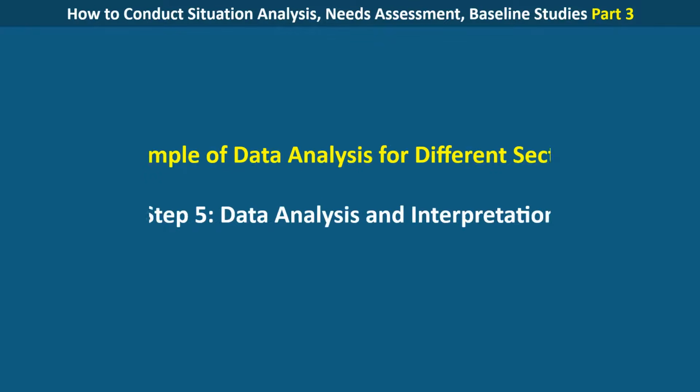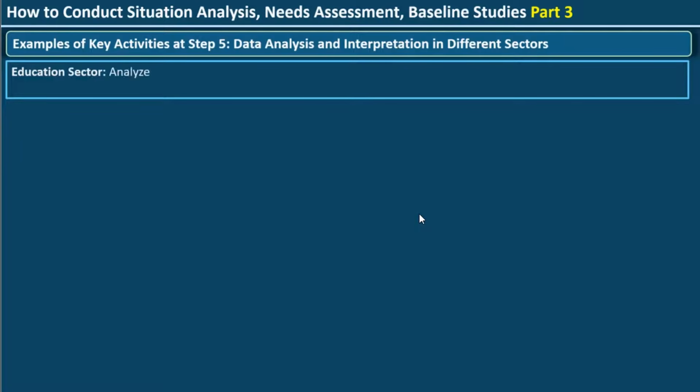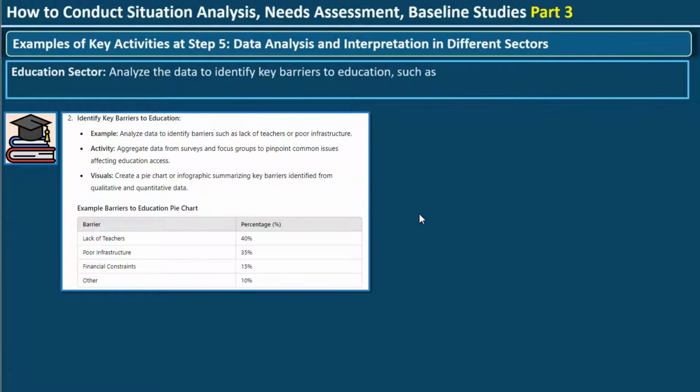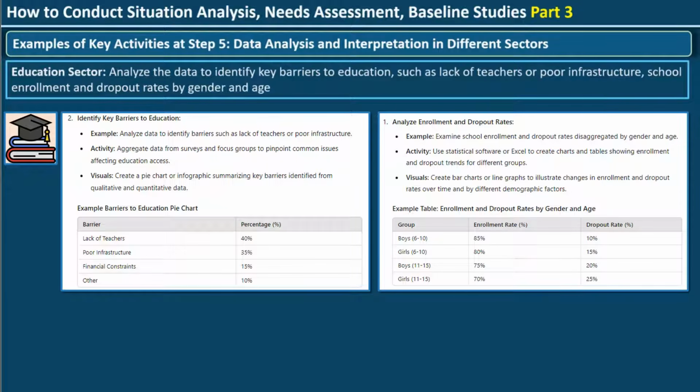Let's discuss examples of these key activities. For example, in the education sector, we will need to analyze the data to identify key barriers to education such as lack of teachers or poor infrastructure, school enrollment, and dropout rates by gender and age to identify specific groups at risk.